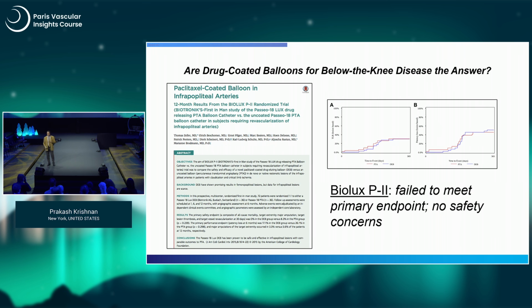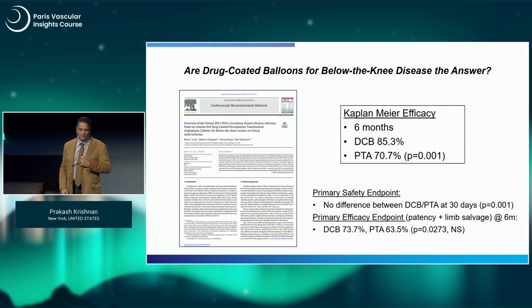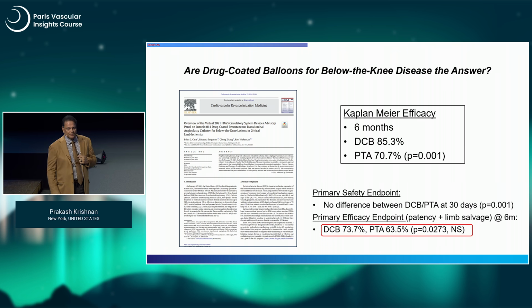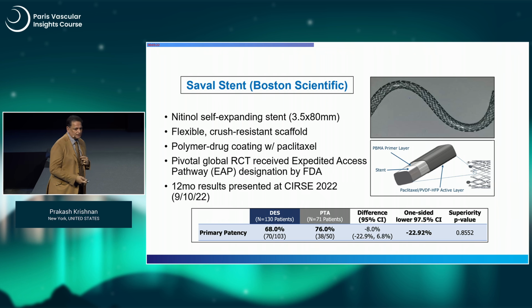BIOLUX 2, again, failed to meet the primary endpoint, but there were no safety concerns, which was encouraging; however, we did not achieve our goal of the primary endpoint. When you look at other endpoints, the safety endpoint, there was no difference between DCB and PTA at 30 days. The efficacy endpoint, however, was non-significant. Now, what about stenting? We said, well, maybe recoil is playing a role and paclitaxel-coated balloons are not the answer. So we did the SAVAL study, and again, we were faced with disappointment, with no difference in primary patency.